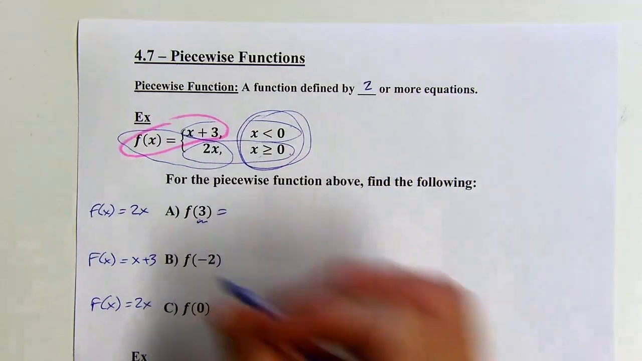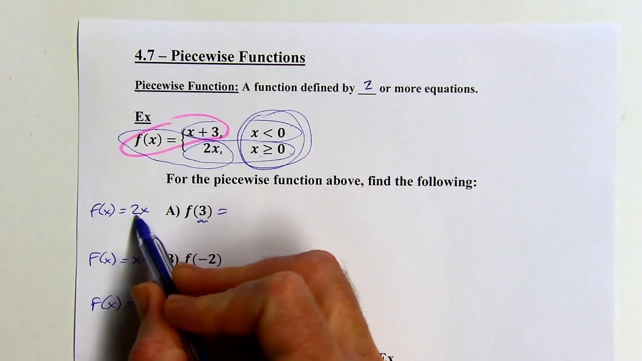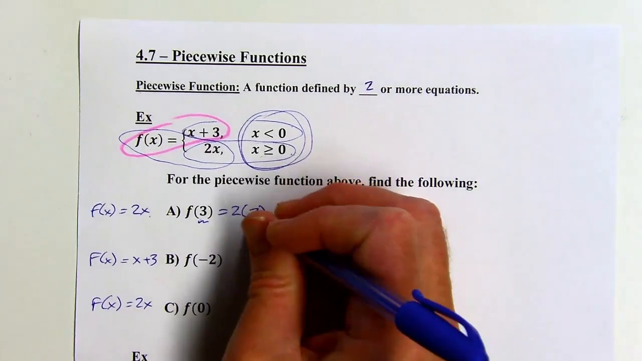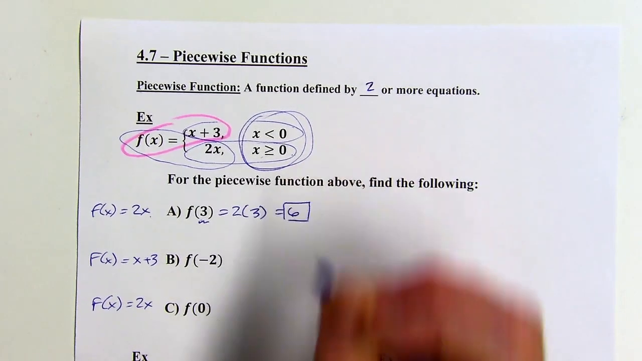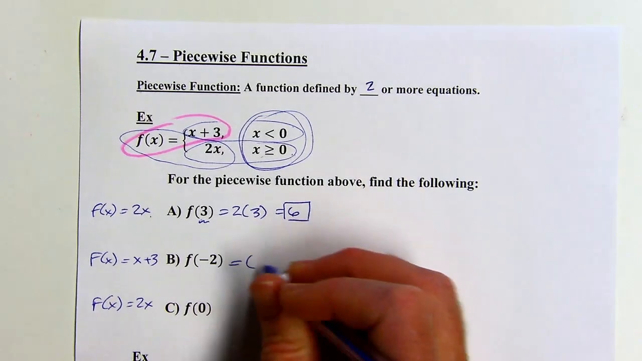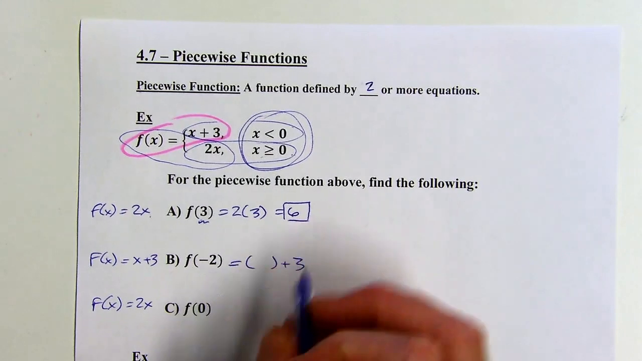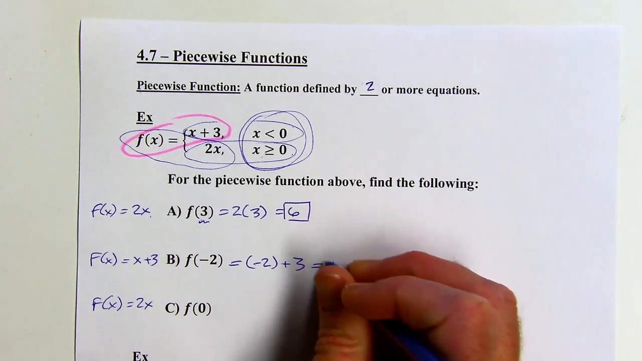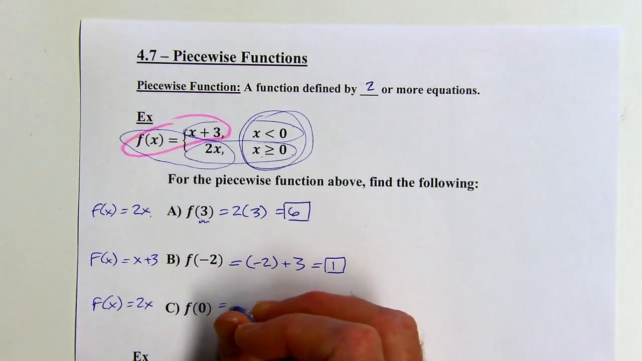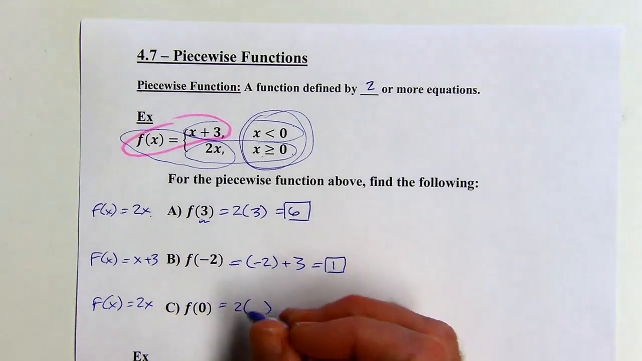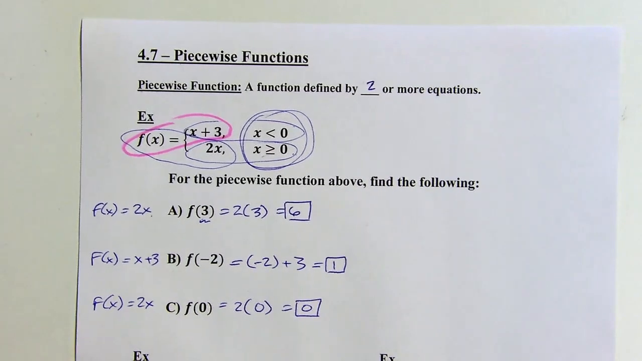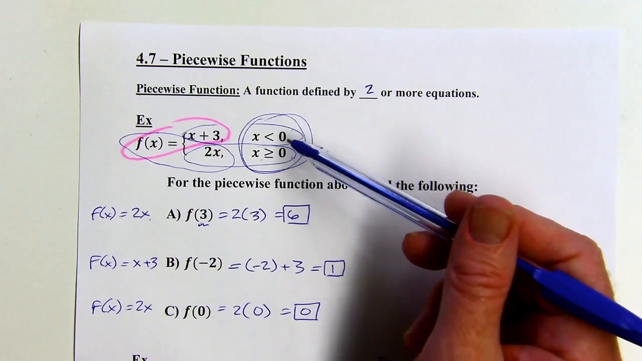When I'm finding f of 3, I'm just going to do 2 times something. My input here is 3, so I'm replacing the x with a 3, and that equals 6. Now this one I'm using something plus 3. My input here is -2, so I've got -2 plus 3, which is +1. And here I'm using 2 times 0, which is 0. So that's the idea: you have to choose the right path depending on what input, what x value, you're dealing with.